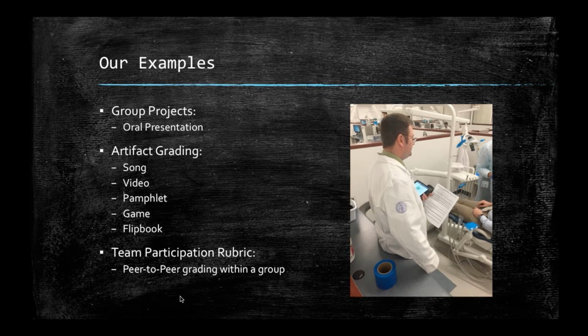Students will upload links to a song and a video to Examsoft, and they'll also upload artifacts such as a pamphlet, a handbook for the board game that they're creating, and the PDF of the flip book that they're making. And then finally, the team participation rubric. We set up group grading for students to evaluate their peers during group work, and this correlates to the practice management presentations, which were given in groups.